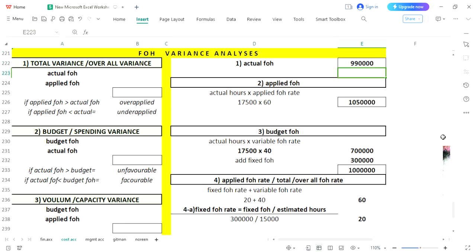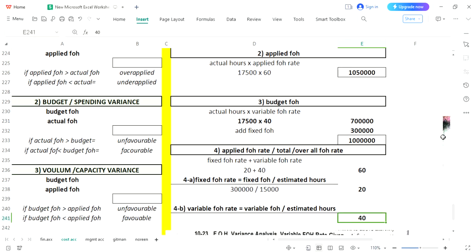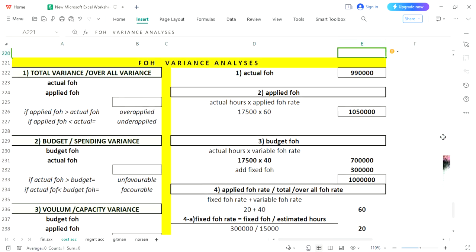Actual FH calculated, review it completely. Applied FH is calculated through applying the formula. Budget FH calculated through applying the formula. And then fourth part, you have calculated your applied FH rate, fixed FH rate, and surprisingly your variable FH rate was given in your question. So right page is totally completed.